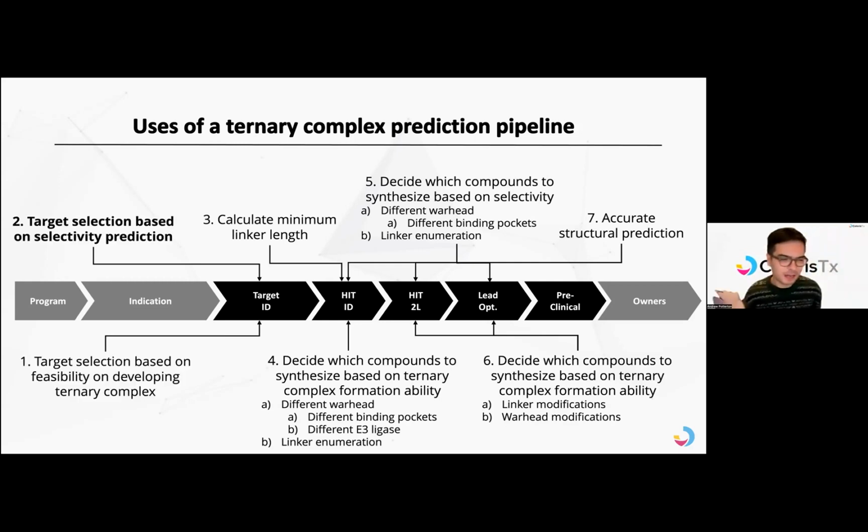Moving on to a similar but slightly different use is target selection based on selectivity prediction. So if you know for your target of interest or protein of interest that you need to gain selectivity because of opportunity to differentiate over small molecules or safety reasons perhaps, then you can use a ternary complex prediction pipeline to essentially try and predict whether this would be possible. So as we know, selectivity can be achieved using different PPI interfaces. And so essentially what you're looking for is, are there binding site adjacent surface patches that are significantly different between the protein of interest and off targets?